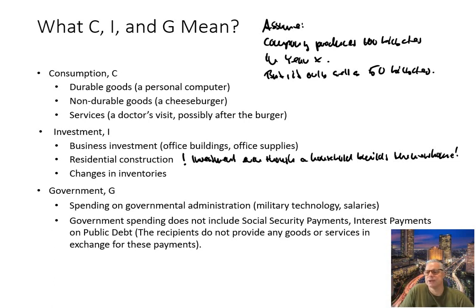Okay, so but then that means the 50 bicycles that are not sold go into the inventory. They will probably sell them next year. So that means the inventory goes up by 50 bicycles, and that is considered to be an investment.